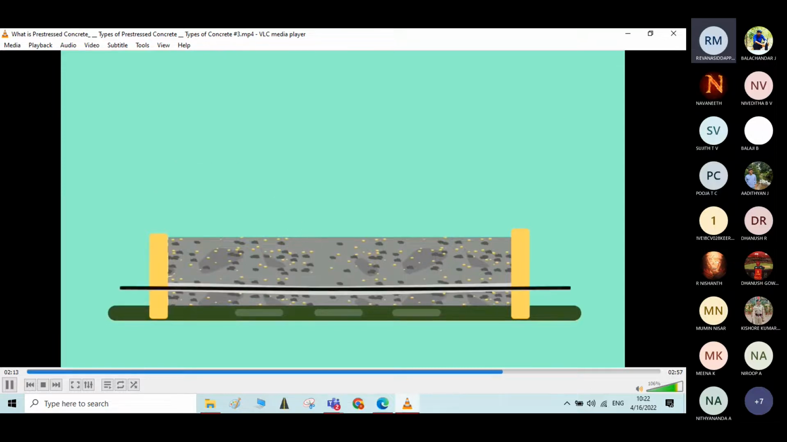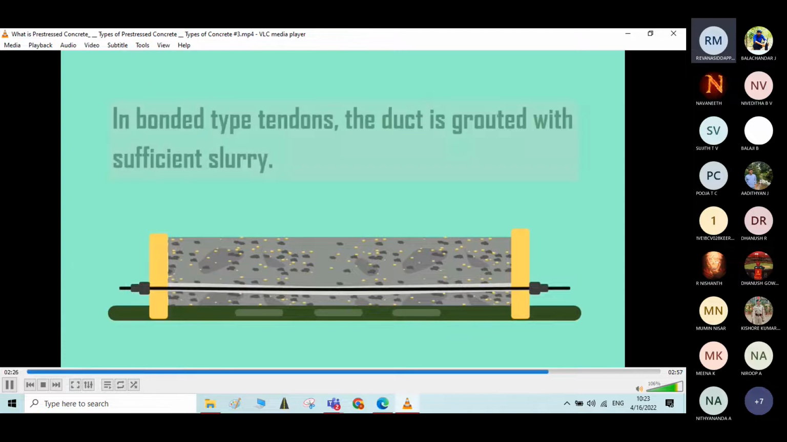The ducts are formed in concrete in which tendons are placed. After the concrete is hardened, the tendons are tensioned by hydraulic jacks and anchored. In case of bonded type tendons, the duct is grouted with sufficient slurry.